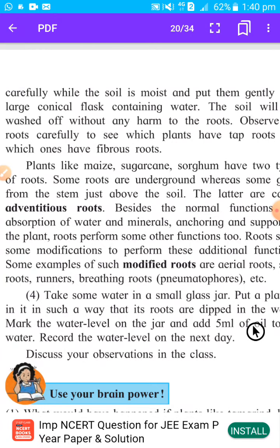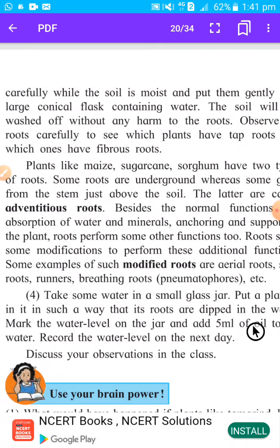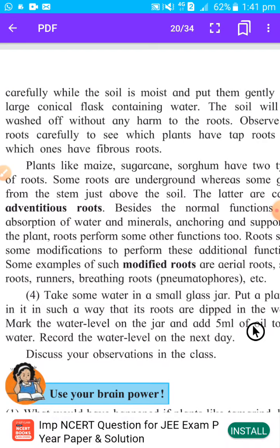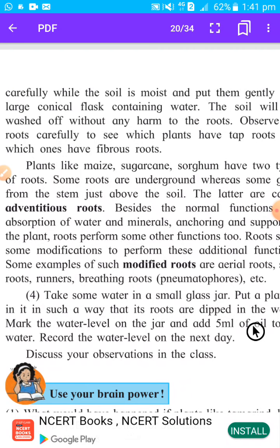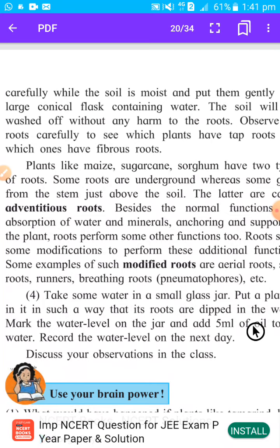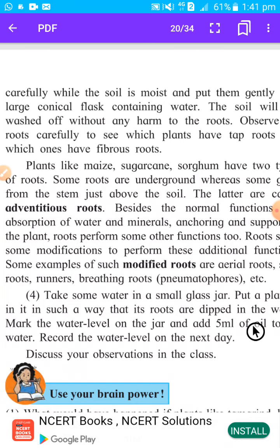So we have to take these seeds, sow them in an earthen pot, and after some time they will grow and their height will be up to 15 to 20 centimeters. Then we have to gently uproot these plants, take them out from the soil, and put them in a conical flask containing water. Then we have to observe their roots.